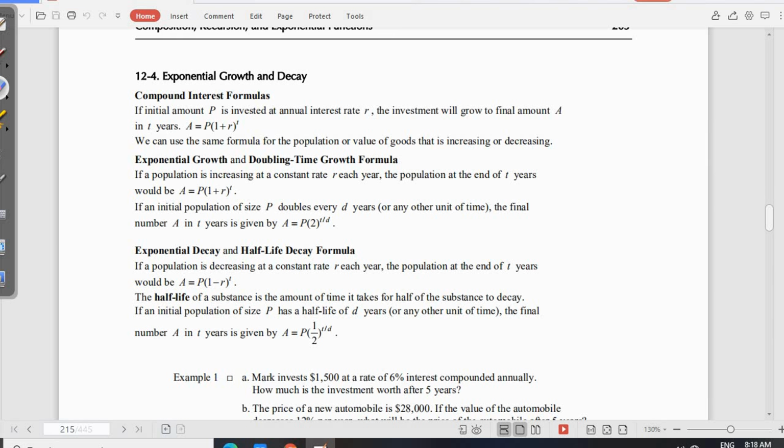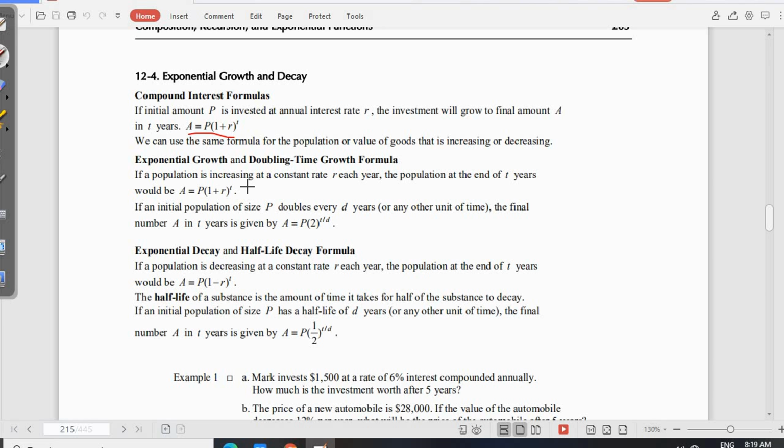When it comes to exponential growth and decay, we have something like compound interest, which grows exponentially. We have A equal to P times 1 plus r raised to the power t, where A is the final amount. Remember that is the final amount you are going to get when you invest your money. It doesn't show the amount that is accrued on top; it only shows the final amount.